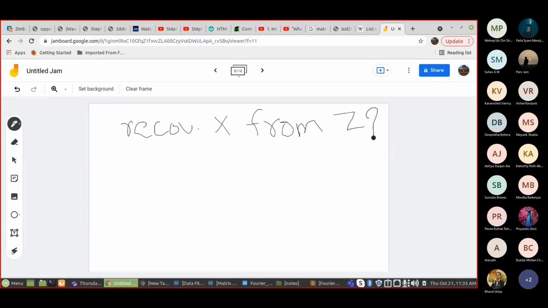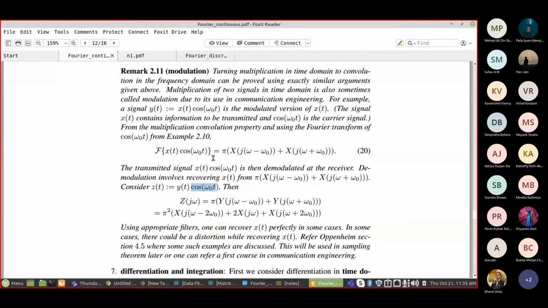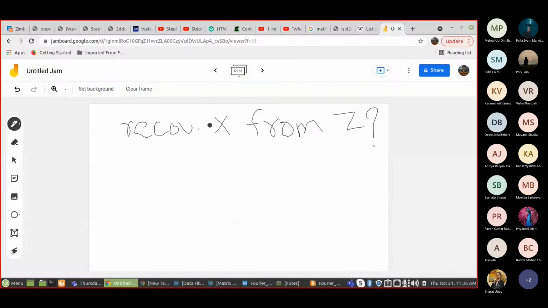Is it possible? So, this is a question for you guys. Maybe you can think about it for a few seconds or for some time, give it a thought. This has connections with the sampling theorem and those sorts of things, but you can think about how to recover x from z. So, does anyone have any ideas?